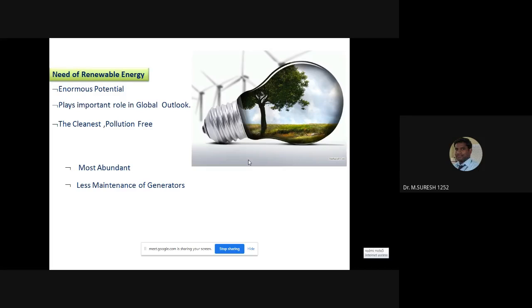Next, it plays an important role in the global outlook. Next, non-conventional renewable energy is pollution free. When we use petrol and diesel compared to renewable energy, diesel and petrol cause more pollution, but when we use renewable energy, pollution will be less. It is also more abundant than non-renewable energy, with less maintenance of generators. These are the points that make us focus on the need for renewable energy sources.